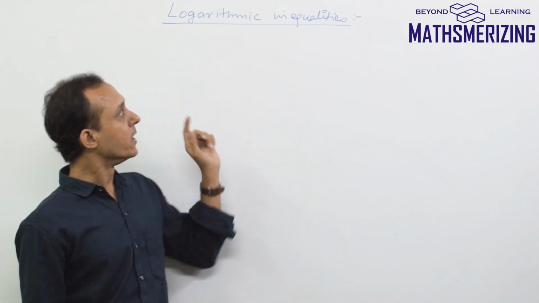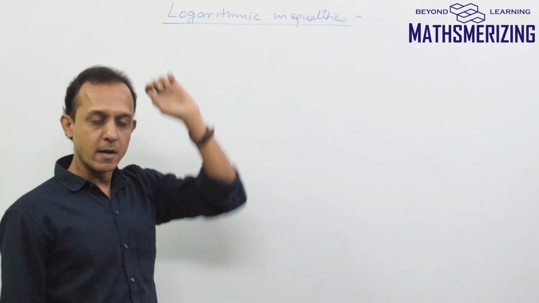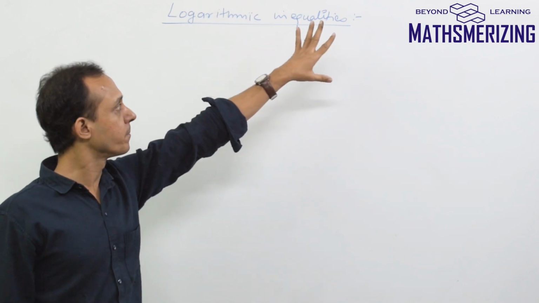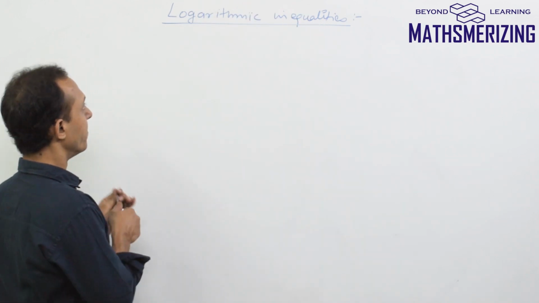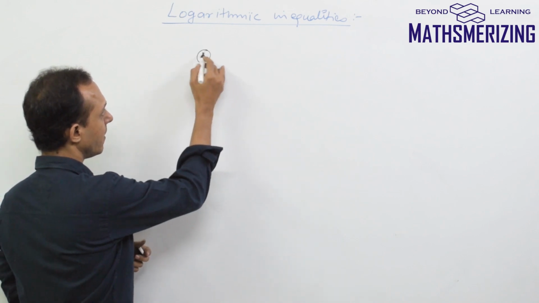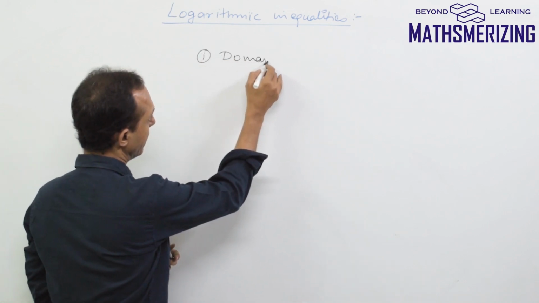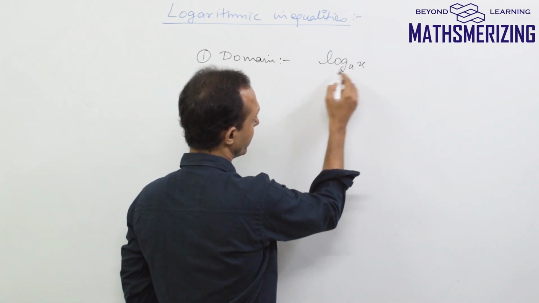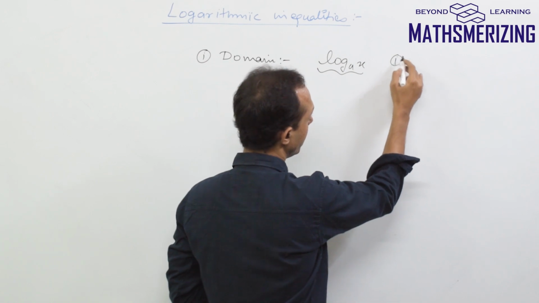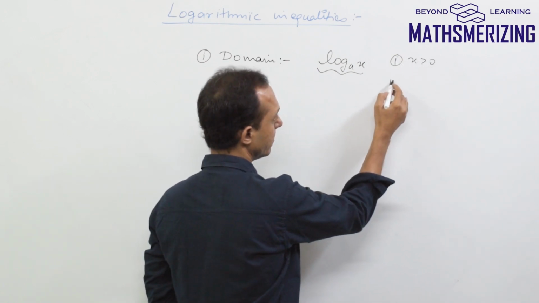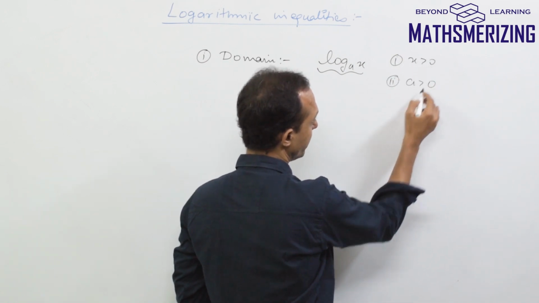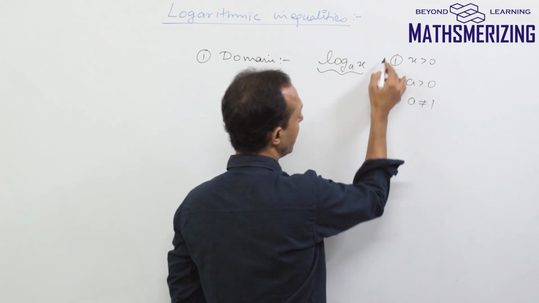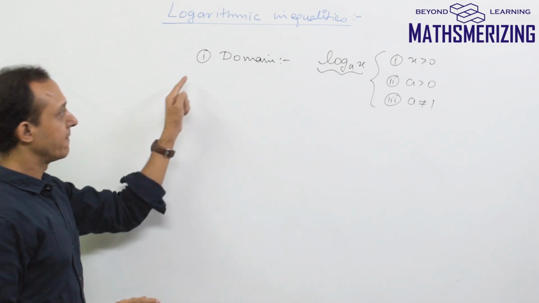In this lecture, we'll discuss logarithmic inequalities. Now, basically, logarithmic inequalities are simple. There are just two steps that we need to follow. Step number one is we must always take care of its domain. For any log, the conditions for domain are x should be greater than 0, base should be greater than 0, and base is unequal to 1. So that's my first step.